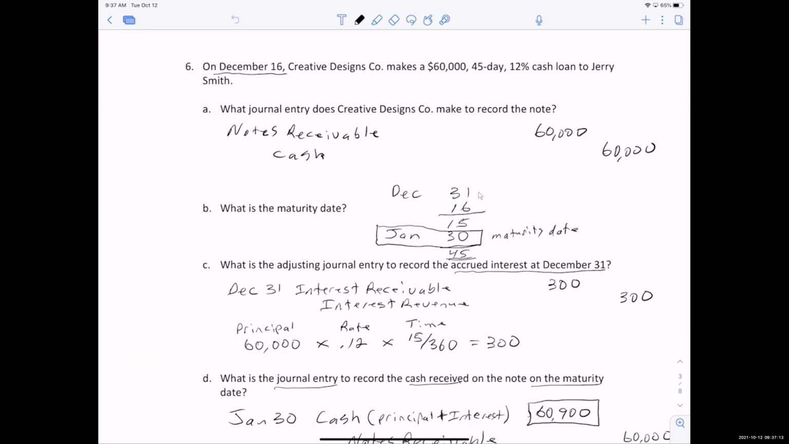Okay, so we know that December has 31 days. So what we're going to do is find out how many days the note would be at the end of December. So we're going to go December 31 minus 16, because that's the date of the note. So we got 15 days. Well, to make 45, we need 30 more. Well, if we do that, to get it to 45, that means that on January 30th, that is our maturity date. That's when the note is due.